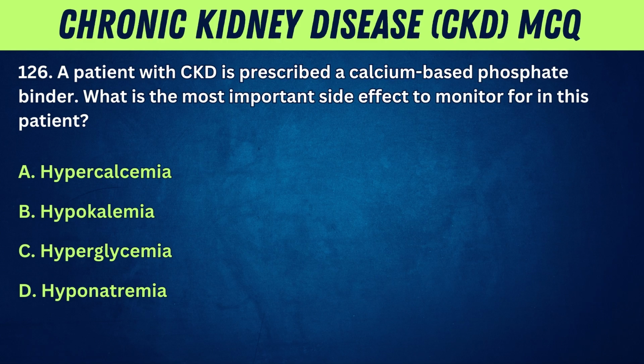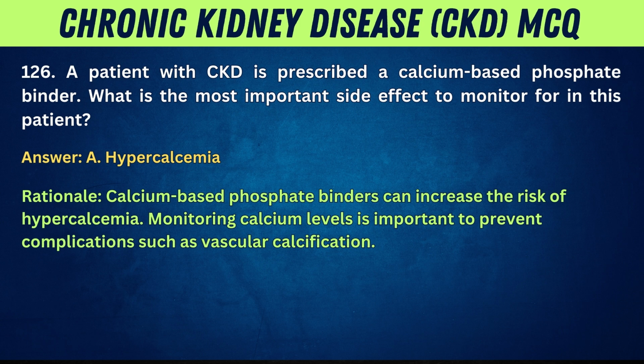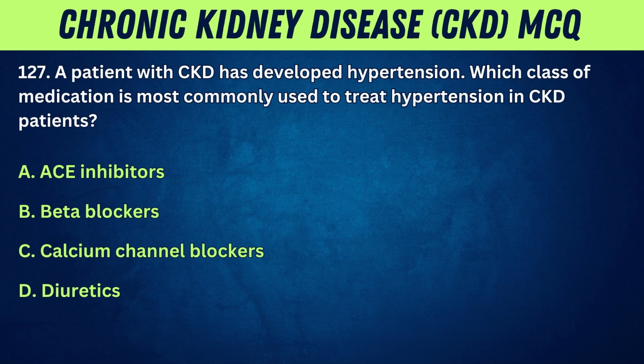126. A patient with CKD is prescribed a calcium-based phosphate binder. What is the most important side effect to monitor for in this patient? A. Hypercalcemia. B. Hypokalemia. C. Hyperglycemia. D. Hyponatremia. Answer: A. Hypercalcemia. Rationale: calcium-based phosphate binders can increase the risk of hypercalcemia. Monitoring calcium levels is important to prevent complications, such as vascular calcification.